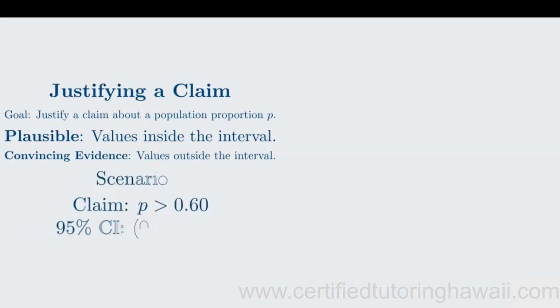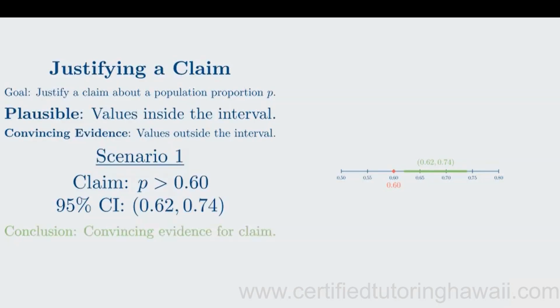Let's look at a scenario. A city council claims that more than 60% of residents favor a new park. A 95% confidence interval is calculated as 0.62 to 0.74. Since the entire interval is above 0.60, every plausible value in our range supports the council's claim. Because the entire 95% confidence interval, 0.62 to 0.74, is above 0.60, there is convincing evidence that the true proportion of residents who favor the park is greater than 60%.